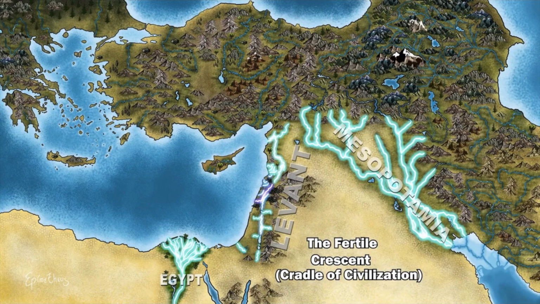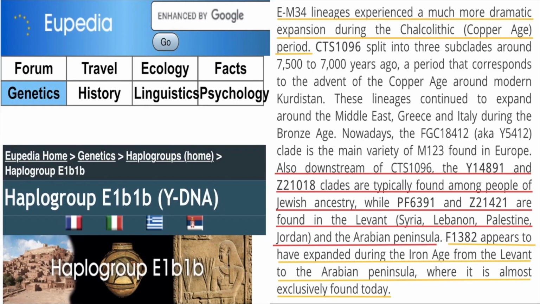And so here's the Fertile Crescent, the cradle of civilization, which encompasses Egypt, the Levant, and Mesopotamia. So E-M34 lineages experienced a much more dramatic expansion during the Copper Age, known as the Chalcolithic period. Also downstream of CTS1096, the Y14891 and Z21018 clades are typically found among people of Jewish ancestry, while PF6391 and Z21421 are found in the Levant, specifically Syria, Lebanon, Palestine, and Jordan, and the Arabian Peninsula.